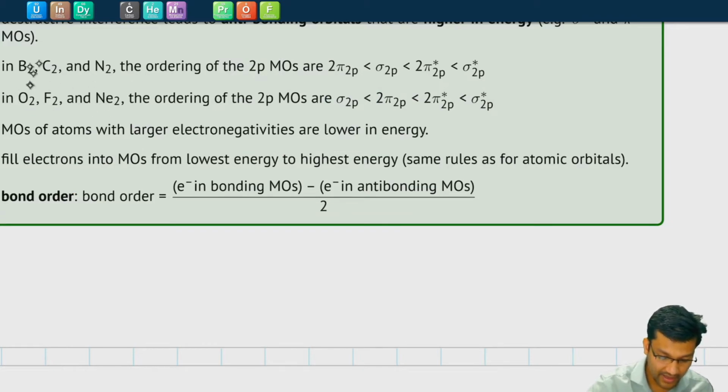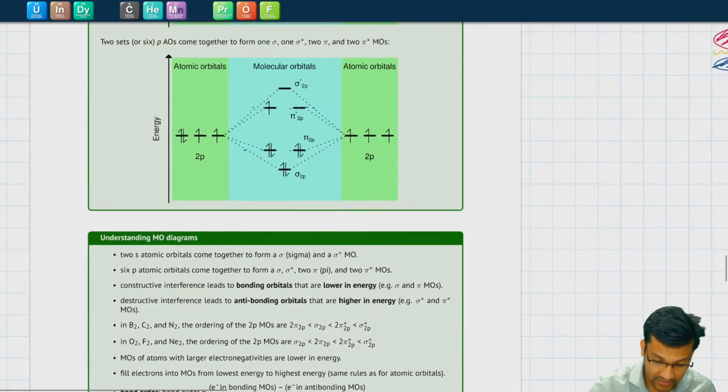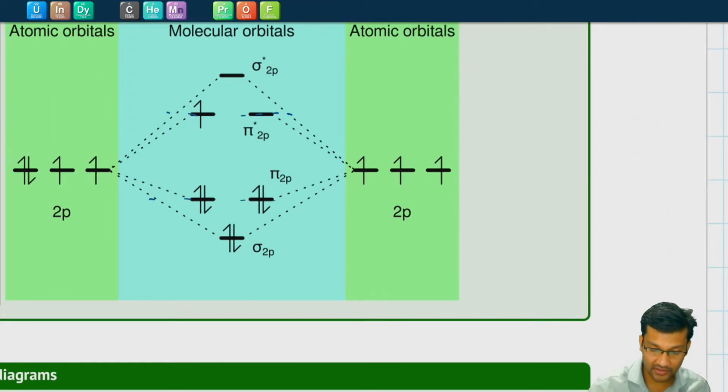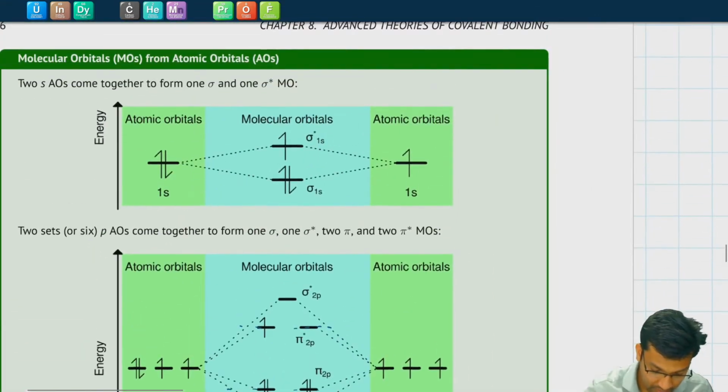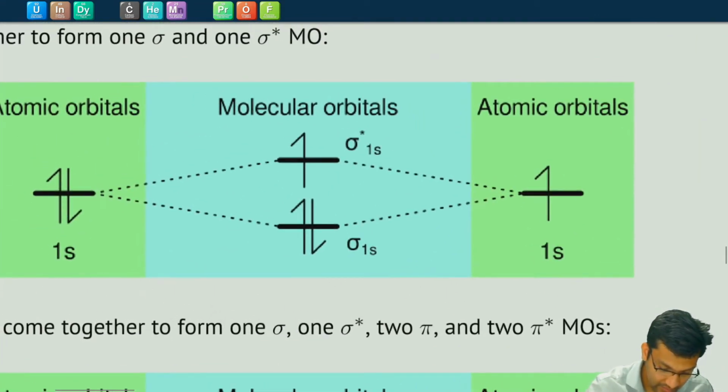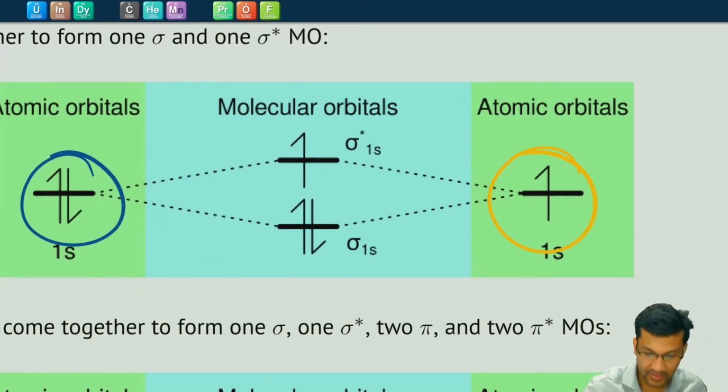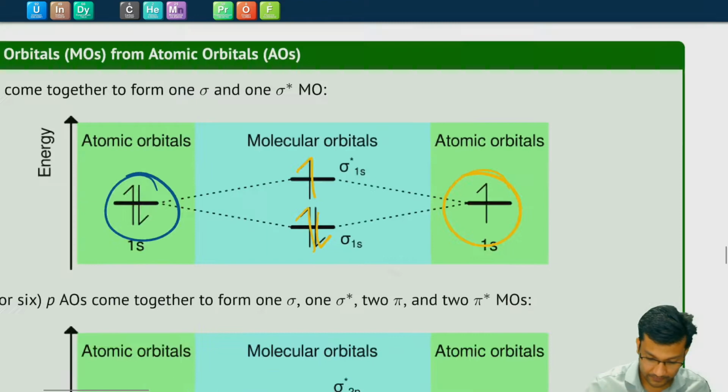And finally, after we have our molecular orbitals, we fill them in with electrons the same way we fill atomic orbitals. Lowest energy first, then highest energy. So let's look at this example up here. We started with 2 electrons in this atom and 1 electron in this atom, so we need 3 electrons in the molecule. And these are our orbitals. We put 2 in the bottom here, 1 up here. Those are our 3 electrons.